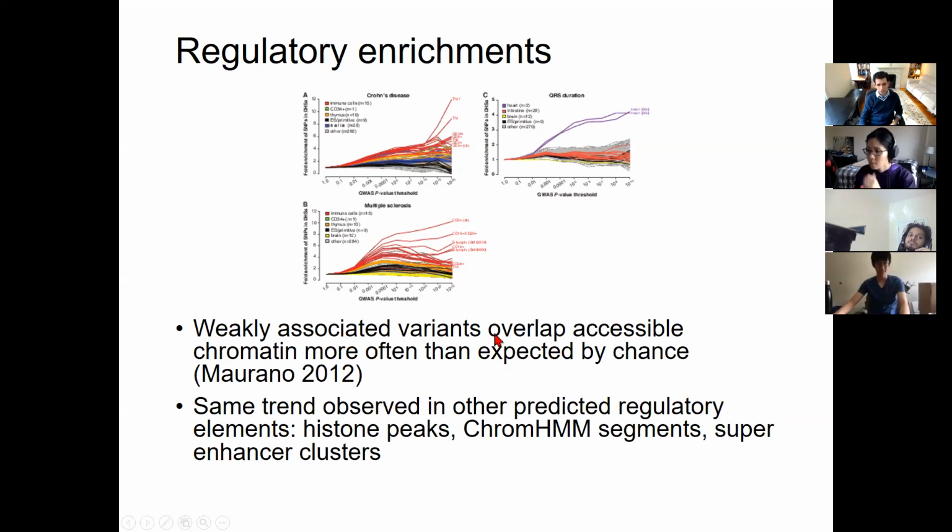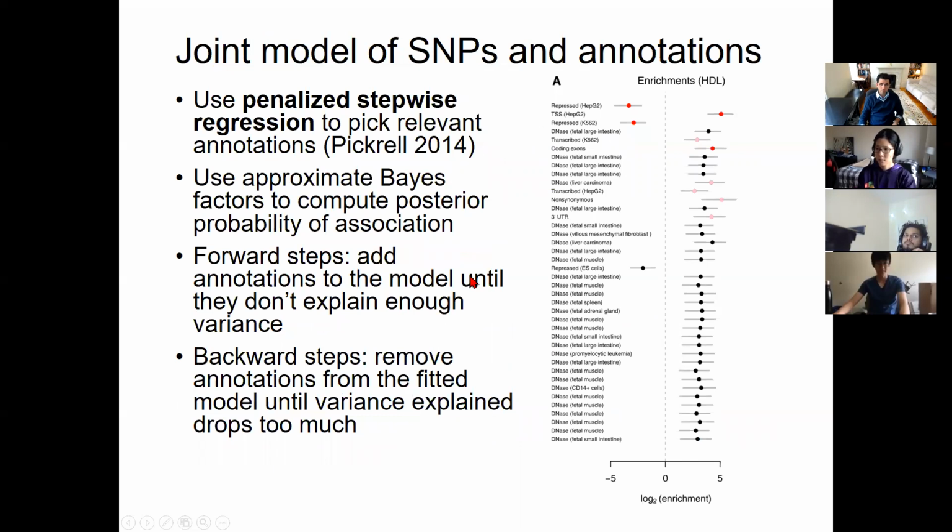So the weakly associated variants overlap accessible chromatin more often than expected by chance, all the way down to the insignificant thresholds, especially after genome-wide significance testing, correcting for multiple hypothesis testing. And then the same trend is observed in many other predicted regulatory elements, in histone peaks, in chromatin segments, in super enhancer clusters, and so on and so forth.